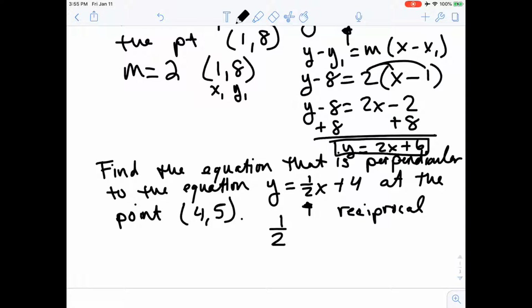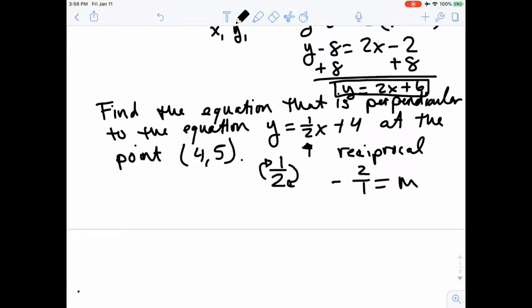Now the negative reciprocal, what you do to find the reciprocal of this number is you flip, this comes upstairs and this goes downstairs. So you flip the fraction, so it becomes 2/1. Right? Now it's the negative reciprocal, meaning if this is a positive number, it becomes negative. If it's negative, it becomes positive. Okay, so because this is a positive 1/2, the negative reciprocal would be negative 2/1. And that is my m.